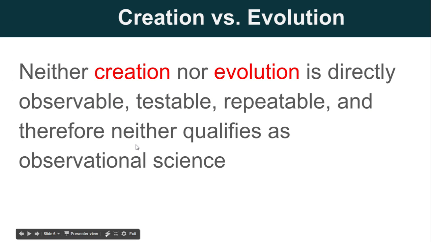Now we have two big worldviews in the world, like creation and evolution. And you need to know that neither creation nor evolution is directly observable, testable, repeatable, and therefore neither qualifies as observational science.